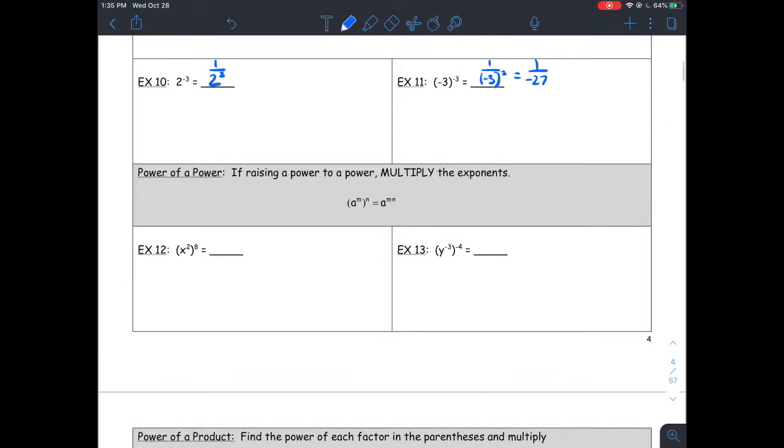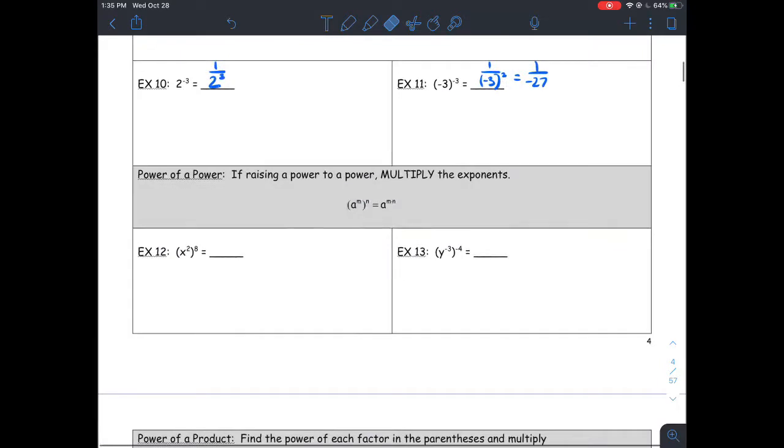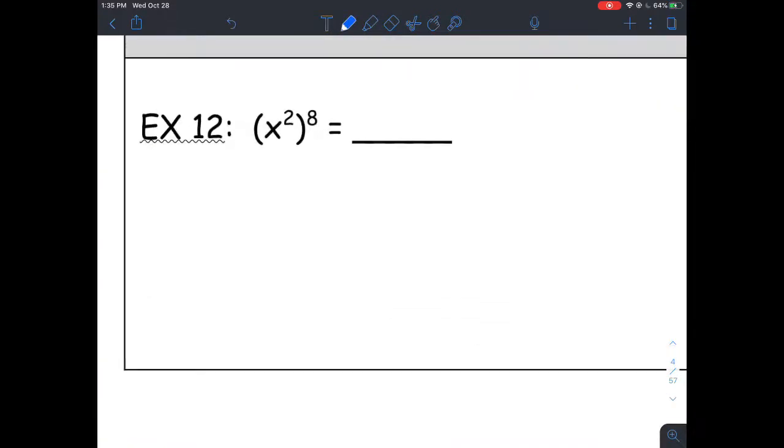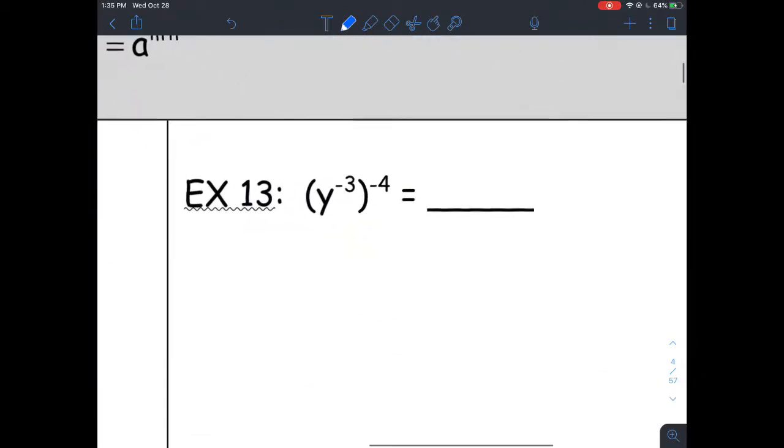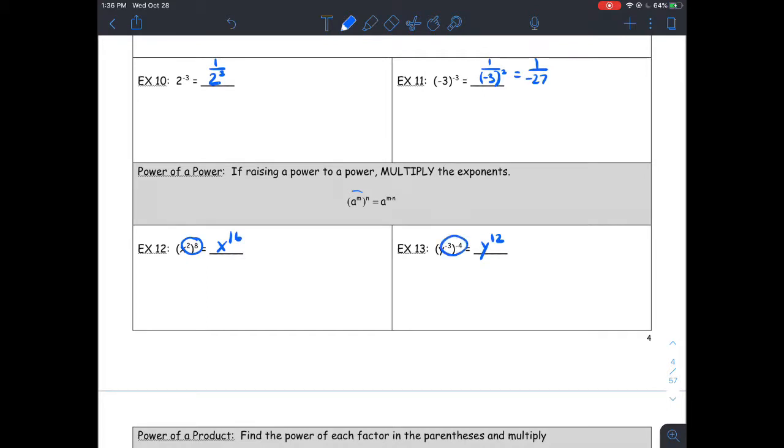Then we've got what happens when you raise a power to a power. This means that you have something with a power being raised to a power. What you do is you just multiply those powers. So x squared to the 8th power is going to give us x to the 16th. y to the negative 3 to the power of negative 4 is going to give us y to the 12th. All I did here was multiply these exponents.